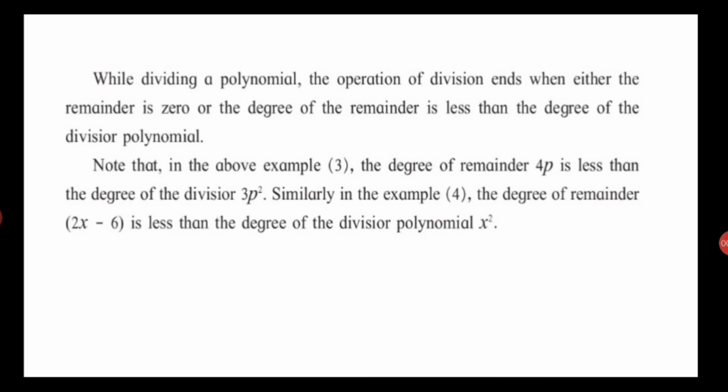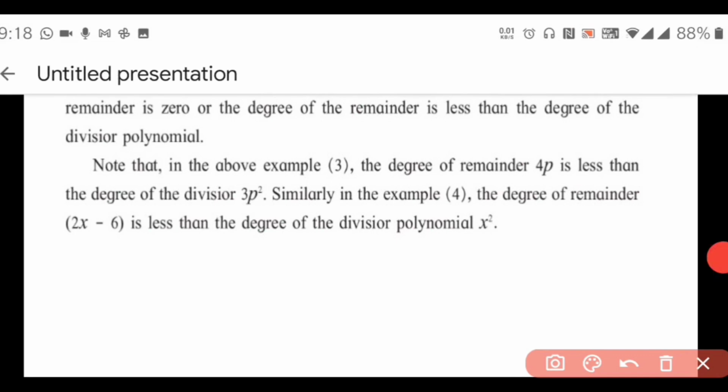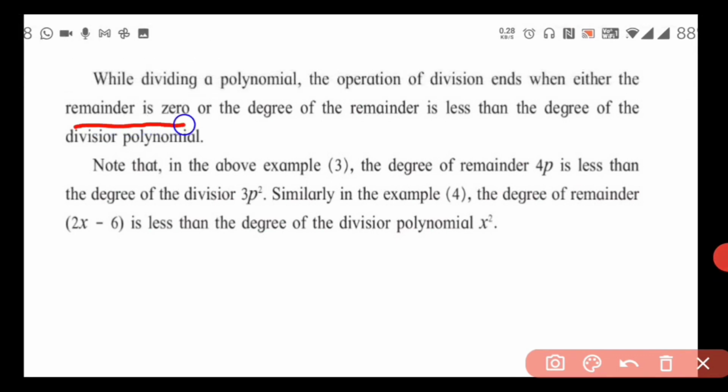So before solving our practice set 10.1, we have to remember a few things. What is that? While dividing a polynomial, the operation of division ends when either the remainder is 0 or the degree of the remainder is less than the degree of the divisor polynomial. So when the remainder is 0, we all know that the division ends there. But sometimes when the remainder is not 0, what we have to check?